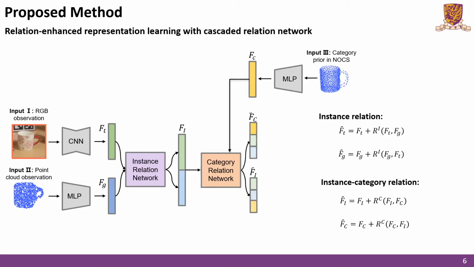As for the specific design for the network, since the formulation of our cascaded relation network is general and flexible, it is not restricted by a specific network architecture, which means that any structure that can model relations can be directly applied to our framework.